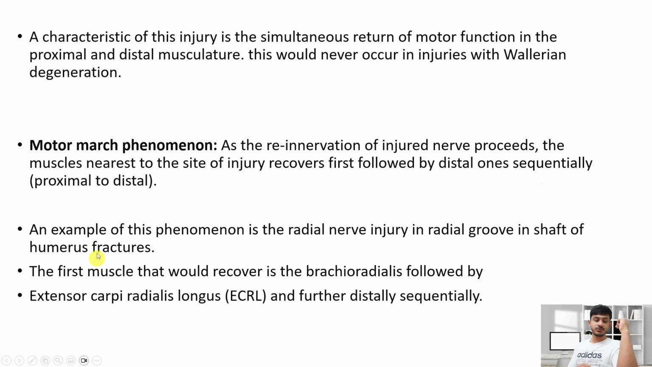What does this mean? Imagine there's a radial nerve injury in the radial groove of the shaft of the humerus. The first muscle that will recover would be the brachioradialis, because it is innervated first, and then slightly more distally the radial nerve innervates the ECRL. So as the radial nerve regenerates, the muscle more proximally gets reinnervated first, which is the brachioradialis, then the ECRL, and then the muscles further down. This is what they mean by motor march. Whereas in a neuropraxia, there will be simultaneous return of motor function of all proximal and distal musculature.